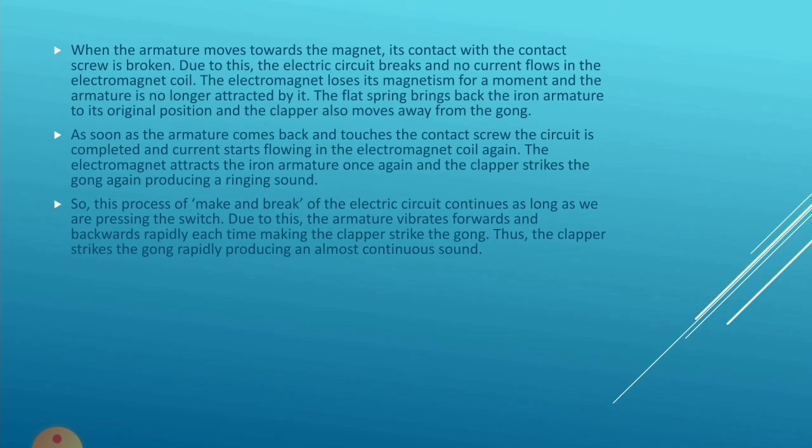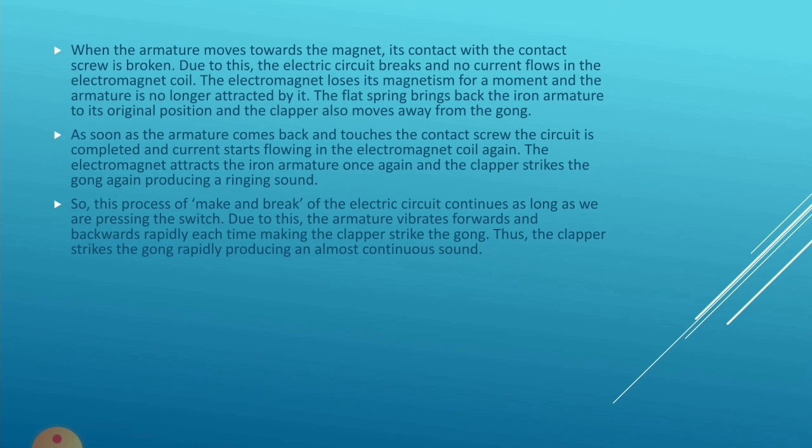Next, when the armature moves towards the magnet, its contact with the contact screw is broken. Due to this, the electric circuit breaks and no current flows in the electromagnet coil. The electromagnet loses its magnetism for a moment and the armature is no longer attracted by it. The flat spring brings back the iron armature to its original position, and the clapper also moves away from the gong. As soon as the armature comes back and touches the contact screw, the circuit is completed and current starts flowing in the electromagnet coil.